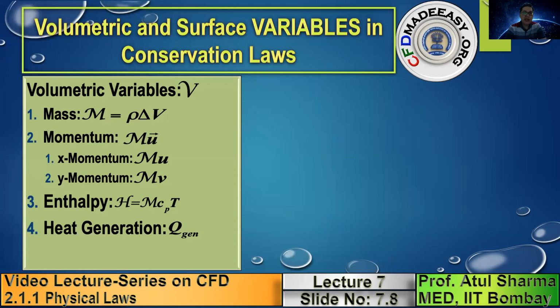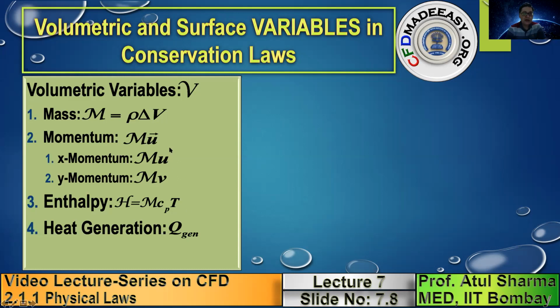As I mentioned in the previous slide, the rate of change of mass, momentum, and energy or enthalpy inside the control volume leads you to terms as shown here. The rate of change of mass inside the control volume leads you to a term like this. The rate of change of momentum leads you to this term. This is the expression for x momentum, this is the expression for y momentum, and this is for enthalpy. This is a term for heat generation.